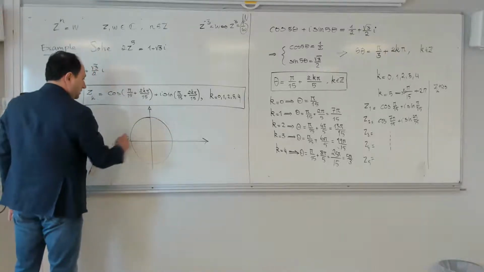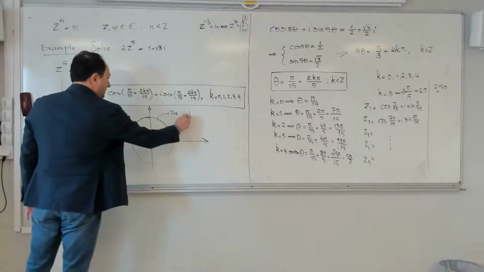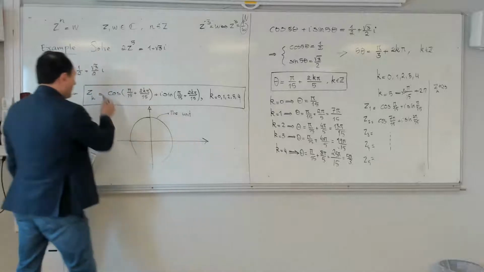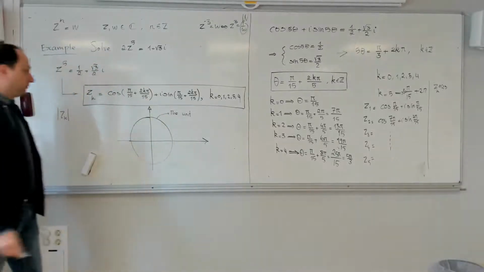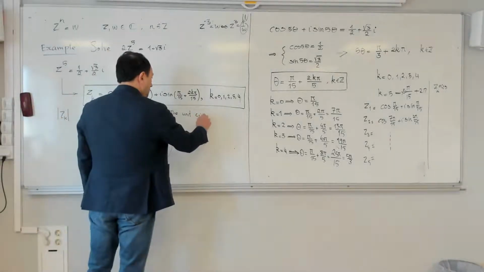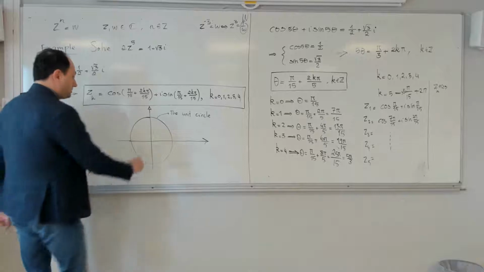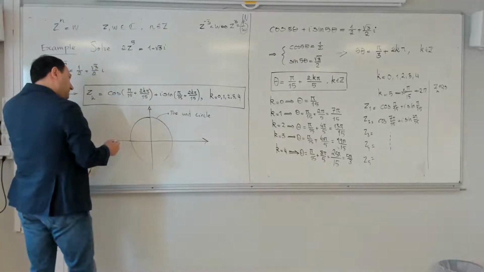This is the unit circle. The reason that it is the unit circle is a coincidence, because the absolute value is 1. If the absolute value is 2, this circle should have radius 2. Okay, so be careful. So the unit circle, and then one of them is corresponding here. So it's pi over 15.